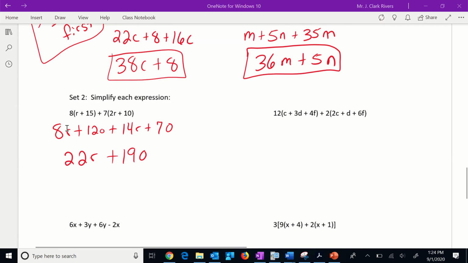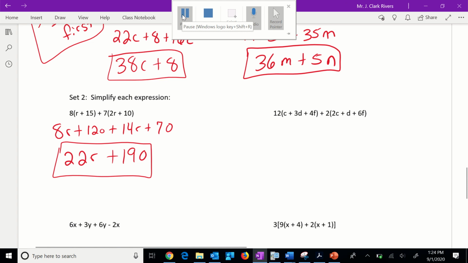8 multiplied by r is 8r. 8 multiplied by 15, 120. 7 times 2r, 14r. 7 multiplied by 10, 70. Combine like terms. 8r plus 14r, 22r. 120 plus 70, 190. 22r plus 190, those cannot be combined. Pause the video, try the next one. Distribute first, then combine like terms.